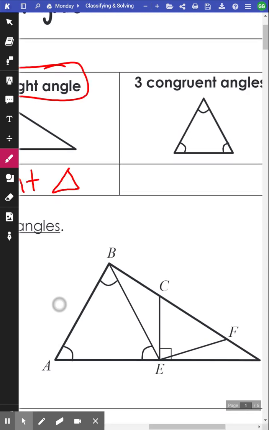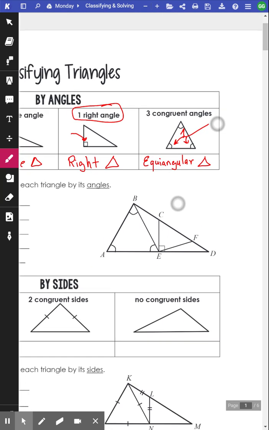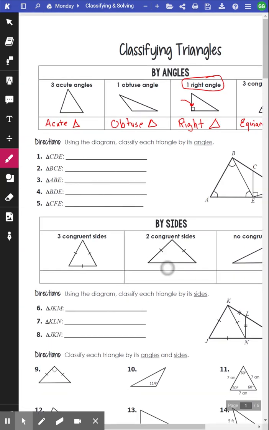All right, if we have three congruent sides, and please pay attention to these marks, okay? If they all look the same, then that means the angles are congruent. That means this is what's called, and it's a mouthful, equiangular. I don't know how you want to pronounce it. Equiangular triangle. That means all angles are equal.